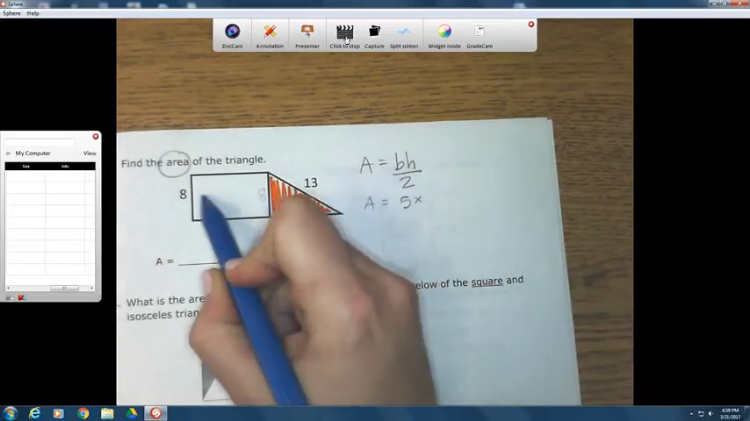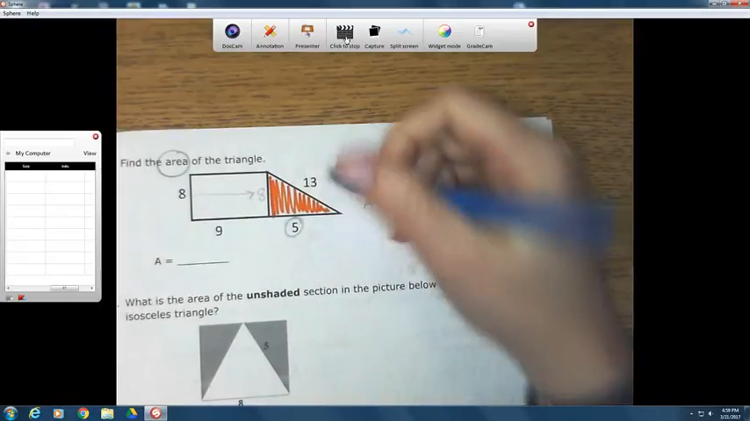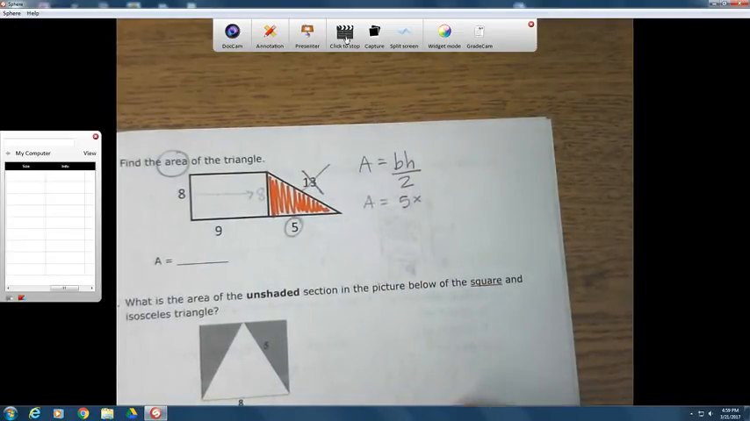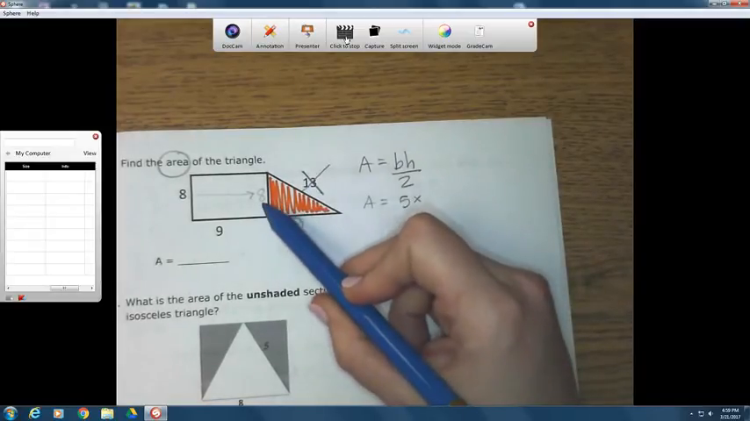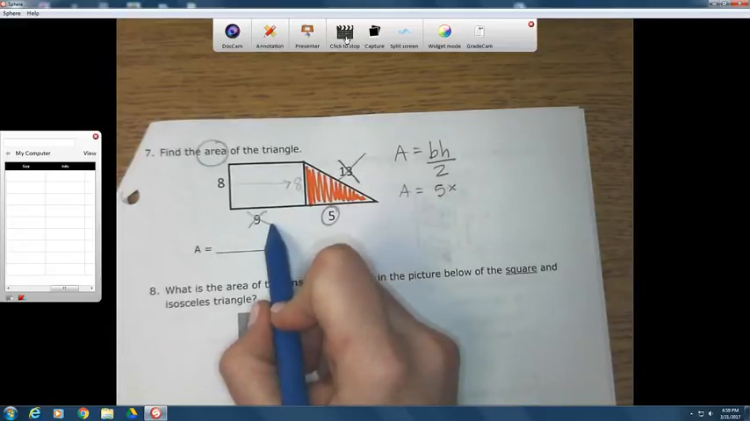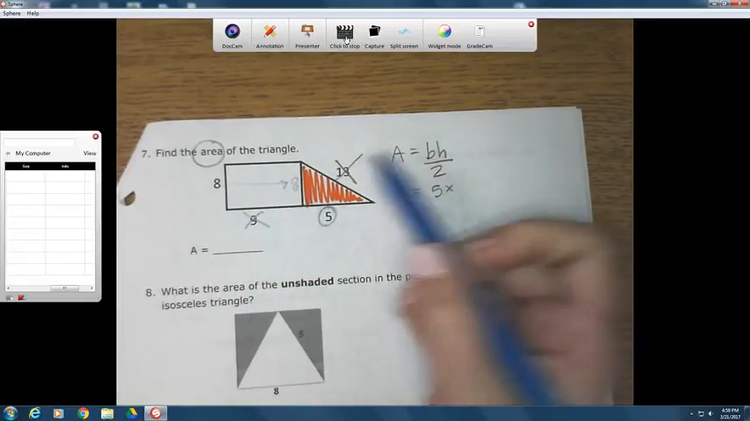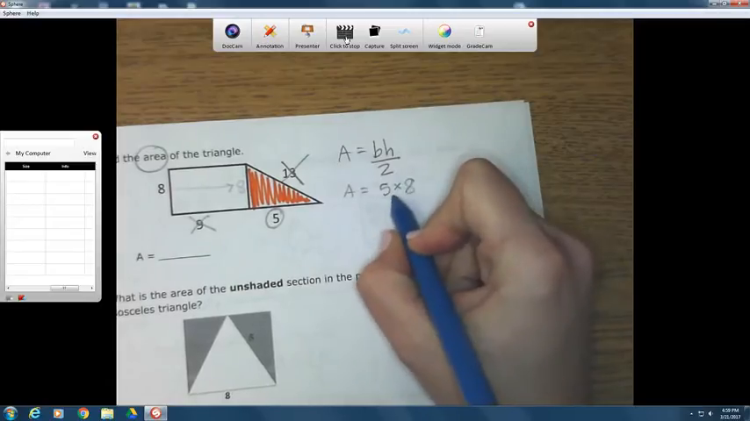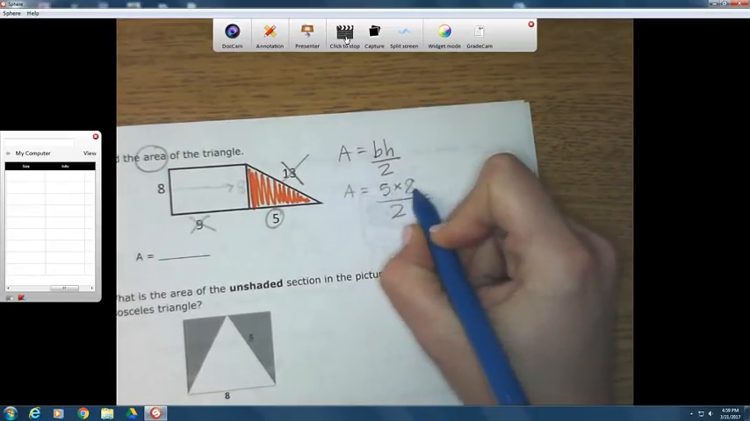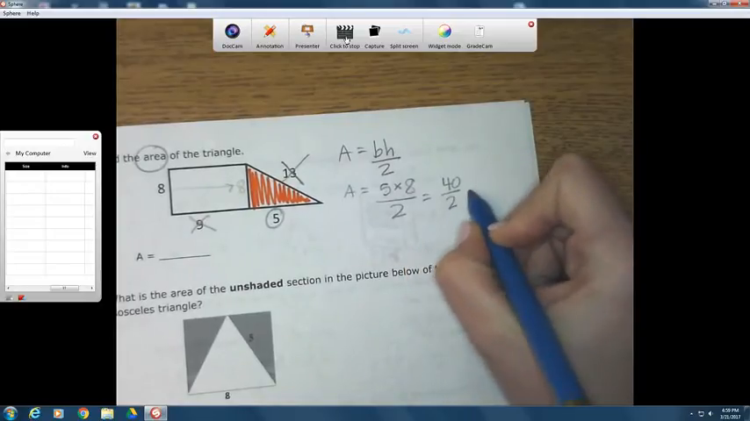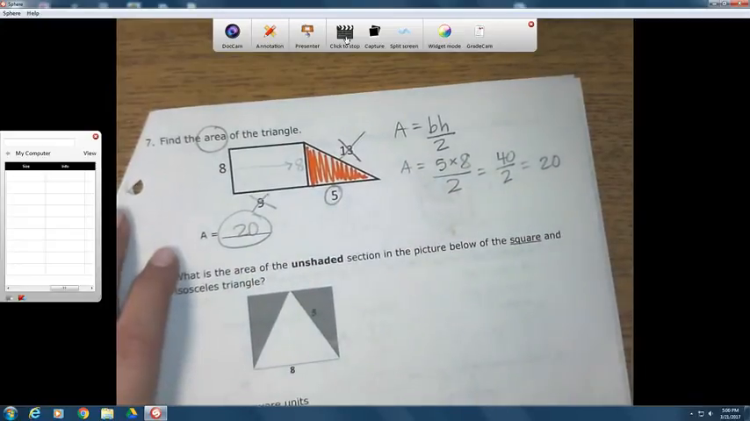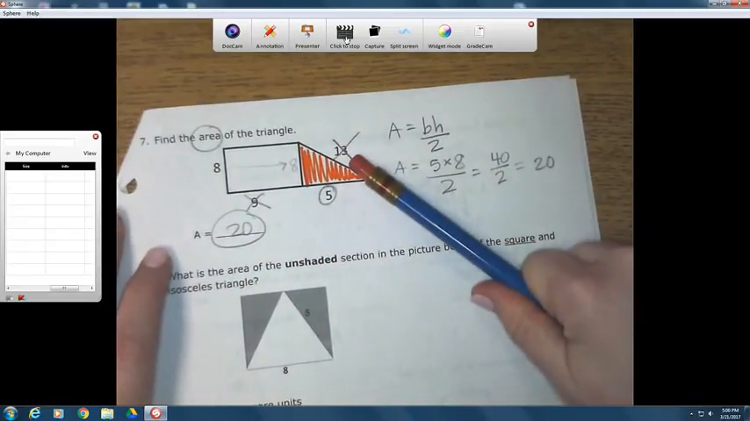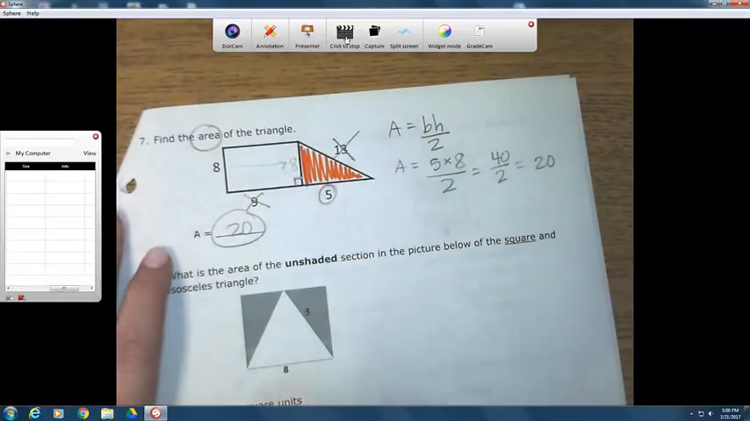8 is the height. 13 is not the height. 13 is the side length, not the same thing. So I'm going to do 5 times 8. I didn't need the 9. This 8 helped us find that 8. Okay? So 5 times 8, divide by 2. 5 times 8 is 40, divided by 2 is 20. So our area is 20. Again, the side slant is not the same thing as the height. The height has to go up and down. We're creating that right angle.